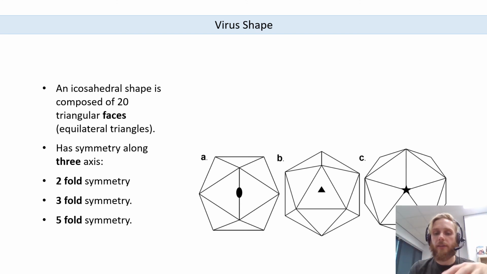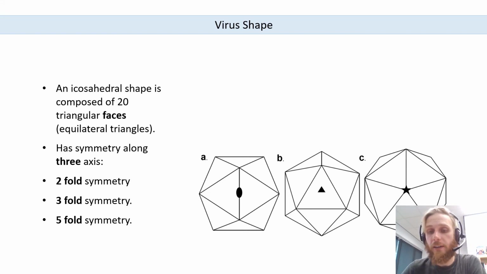When this capsid is surrounded by a lipid envelope, which it sometimes is, as we talked about, they look even more spherical because you can't see the edges or the faces, you can just see this lipid envelope, which is somewhat rounded. But really, at the viral core, we're looking at an icosahedral shape.